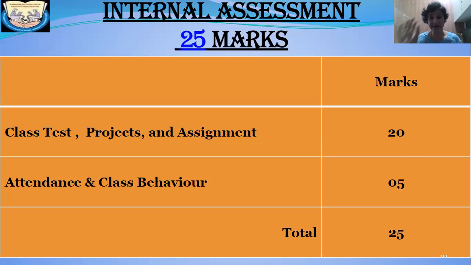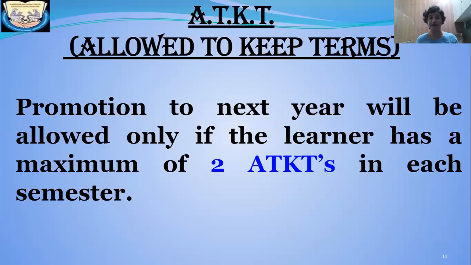Now you are expected to score the remaining 20 marks only from your internal test or the projects. So the total 25 is how the internal assessment is divided. Now most important is, suppose, if at all it should not happen, if you have failed in any subject, then out of 7 subjects, how many subjects can you fail?